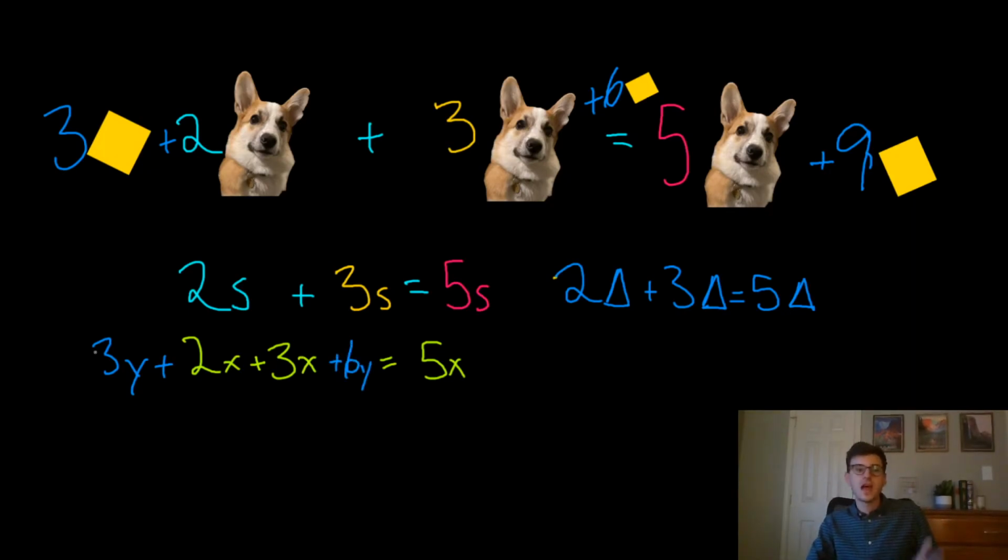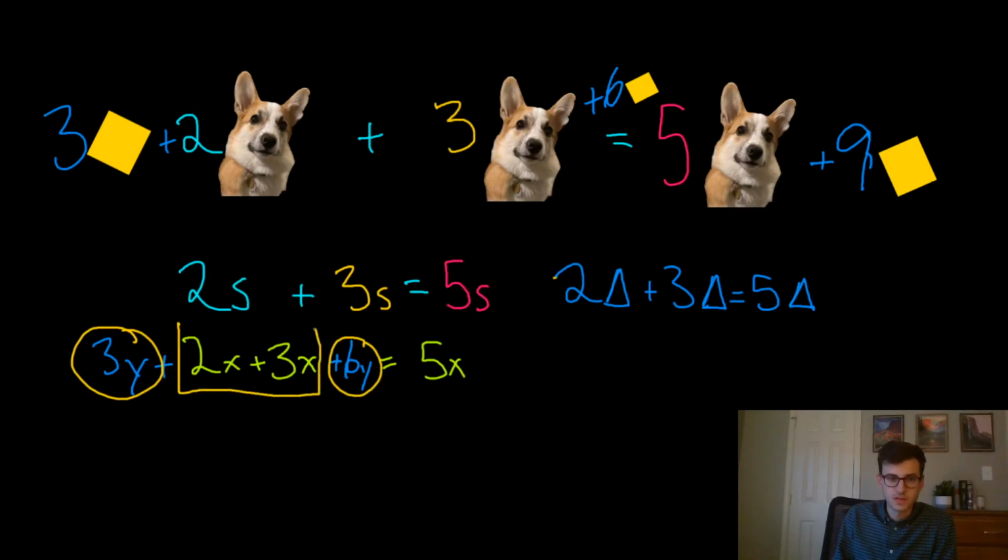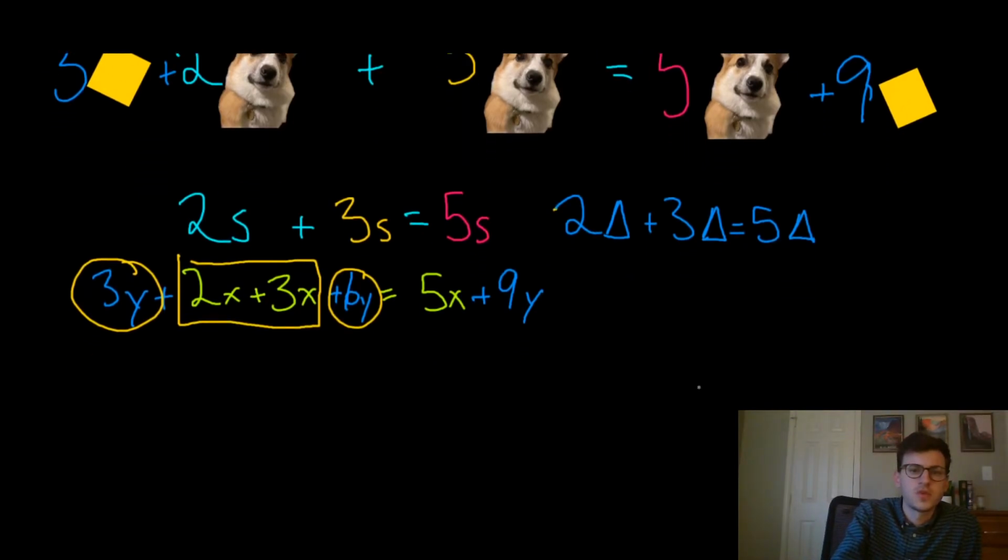Again, we can't just add 3 and 2 and 3 and 6 because those aren't the same thing, right? They're different. So I combine the 3y and the 6y, and I also combine the 2x and the 3x, leaving me with 5x plus 9y. Okay, so that's unknowns. Now, what about distribution?